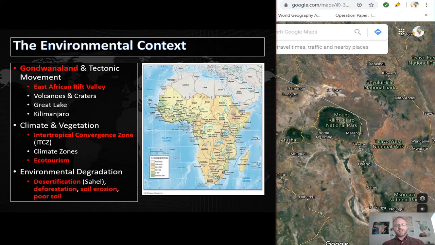Now, because of its massive size and location, Sub-Saharan Africa has several of the major climate zones across the landscape. The ITCZ plays a major role in the creation of these climate zones, and because of its relatively flat landscape, most of Africa's climate zones follow the major latitudinal zones. These different climates are also a major source of income, as ecotourism brings in millions of dollars to places like Tanzania. Of course, development in Sub-Saharan Africa and a growing population has led to some environmental degradation across the region. Desertification, deforestation, and soil erosion have devastated many of these countries in this part of the world. And because of poor soil, many parts of Africa have been unable to recover from some of that degradation.